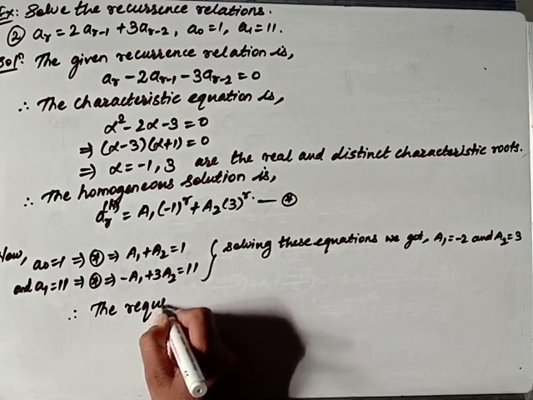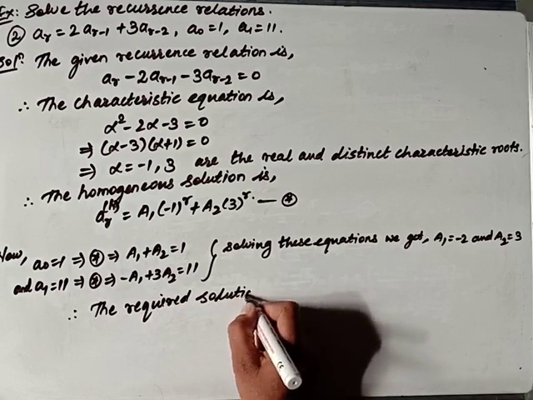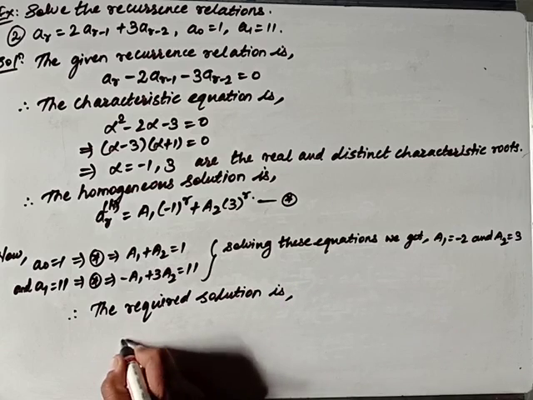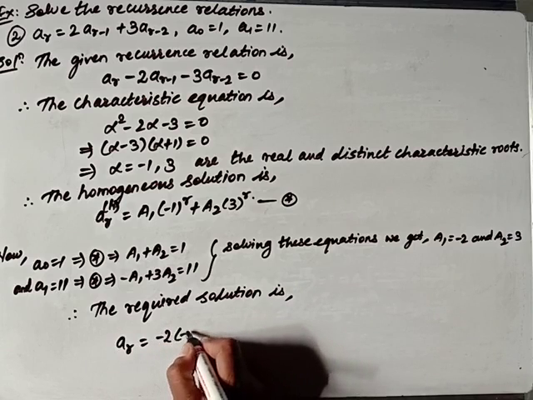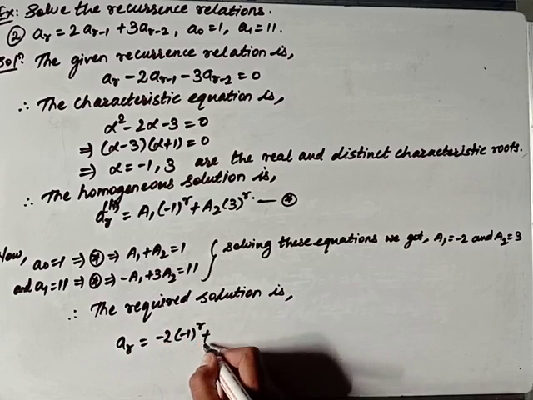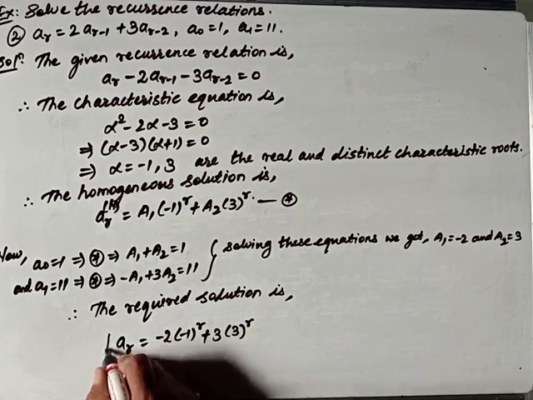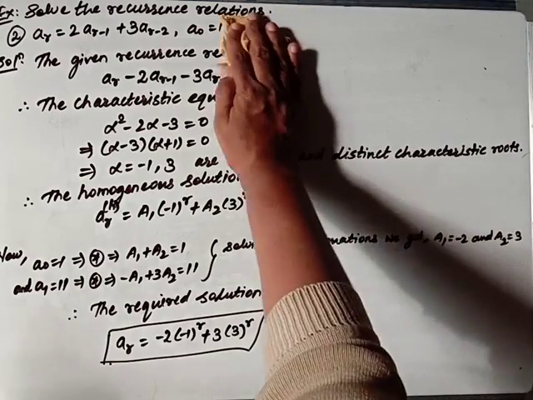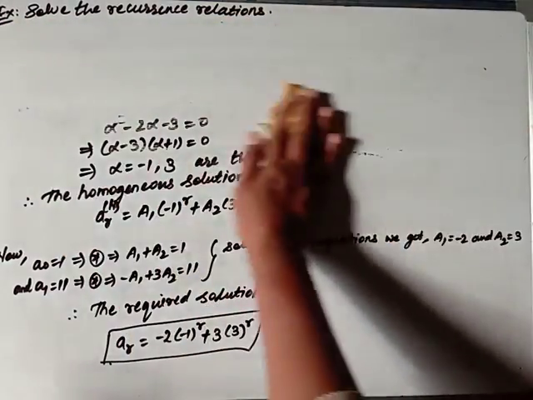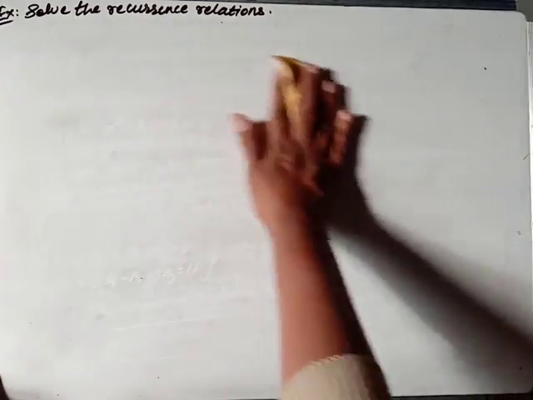Therefore, the required solution is a_r = minus 2 into (minus 1)^r plus 3 into 3^r. This is our required solution for this given recurrence relation. Now, let me take the next example.